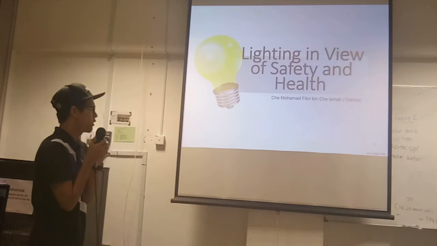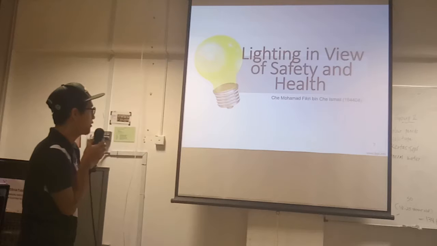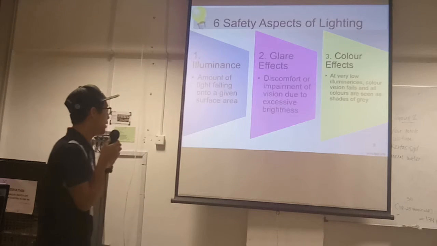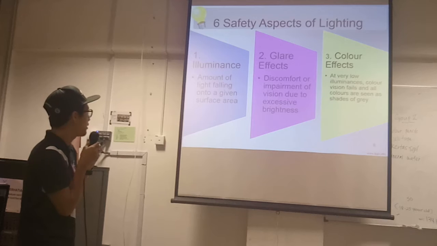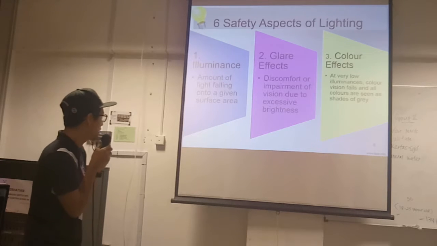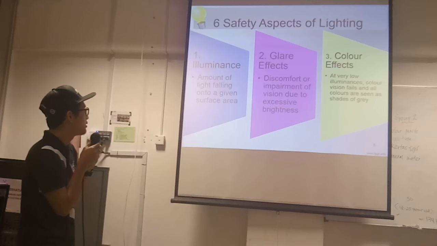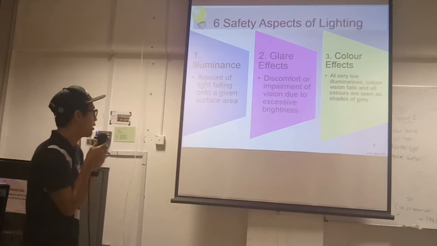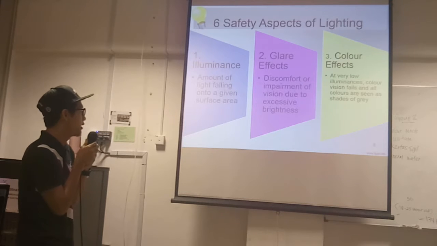Yeah, so I will continue with lighting in view of safety and health. Okay, there are safety aspects of lighting. The first one is illuminance. It's about amount of light falling onto a given surface area. Second, glare effects, which is discomfort or impairment of vision due to excessive brightness.